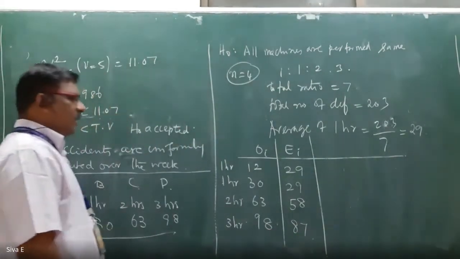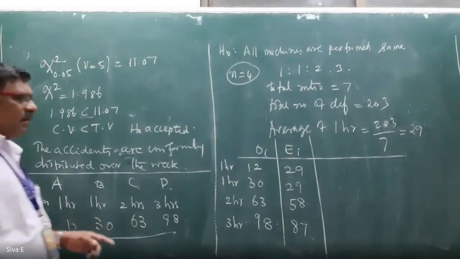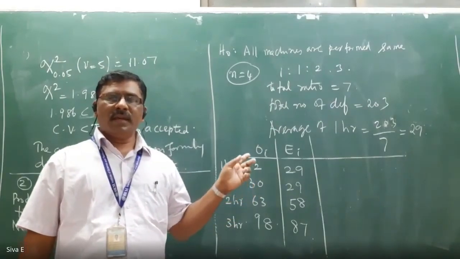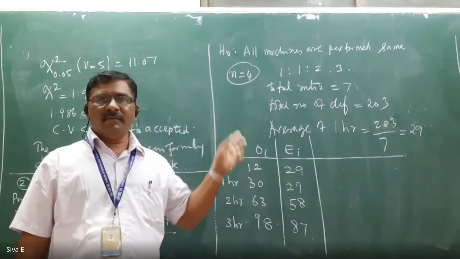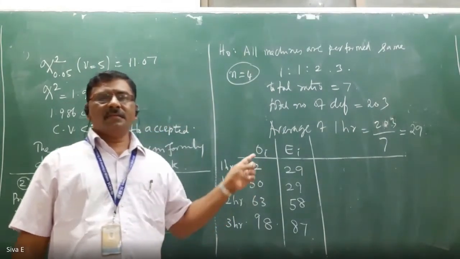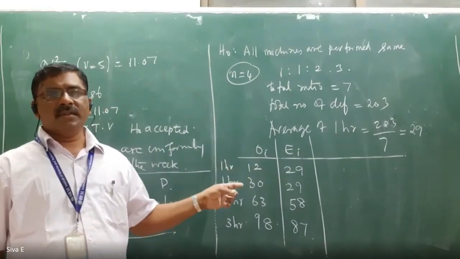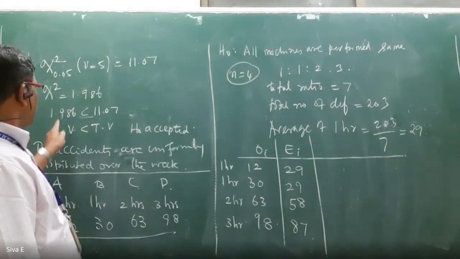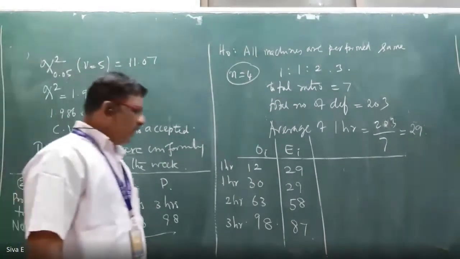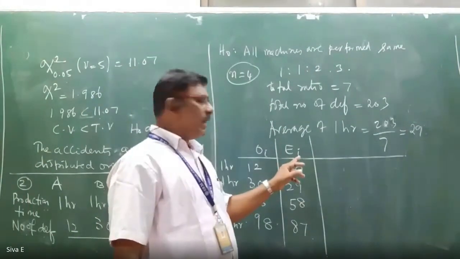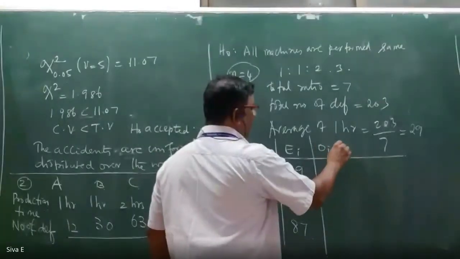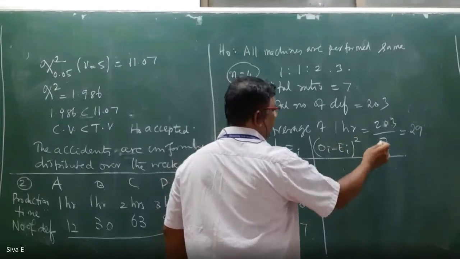In the last problem, we simply took the average and then took the expected frequency as the same for all the values. But in this problem, it is totally different. We are finding the expected frequency based on this ratio. So EI here is 29, 29, 58, 87. The third column is OI minus EI whole square.